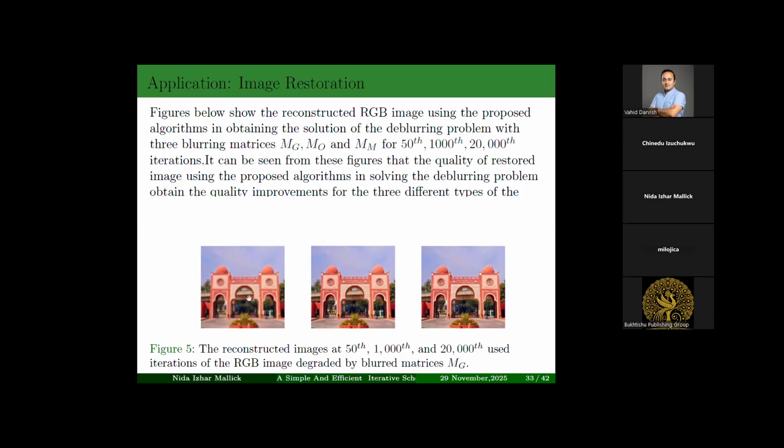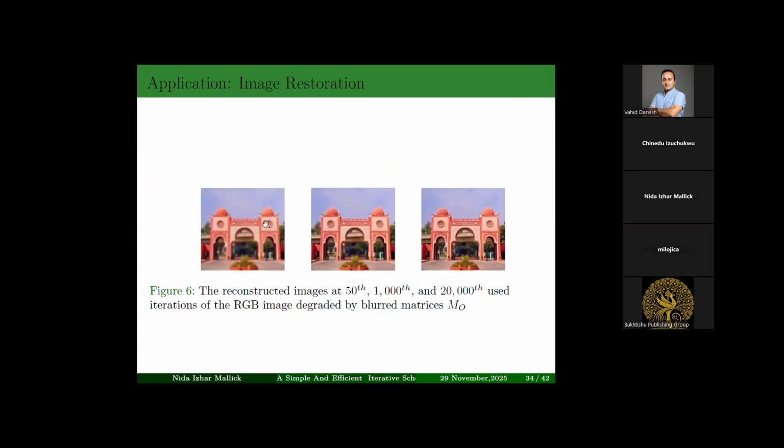This one is at 50th iteration, this is at 1000th iteration, and this is at 20,000th iteration, corresponding to Gaussian blur matrix. So if you can clearly see, there is a slight closeness to the original image. Here the image is more blurred, then a little bit clearer, and then more clear. Then these are the restored images at 50th, 1000th, and 20,000th iteration, corresponding to out of focus blur. And these are the images corresponding to the motion blur obtained at 50th, 1000th, and 20,000th iteration as well.